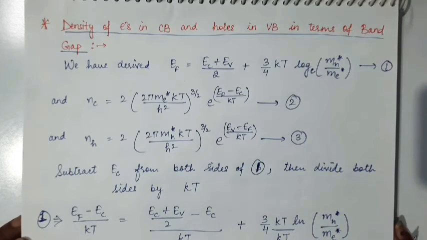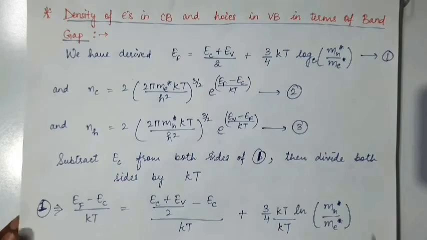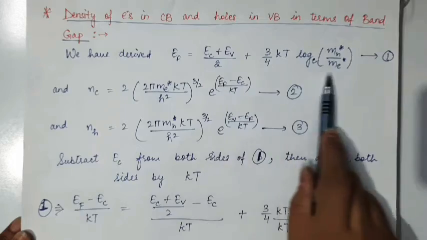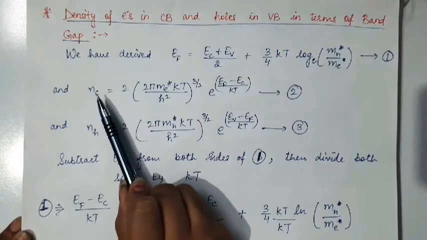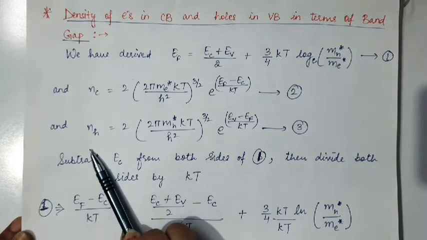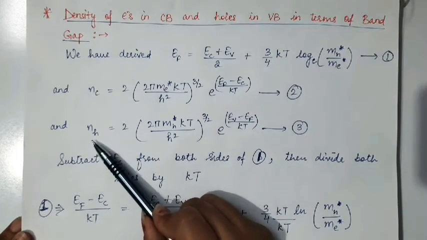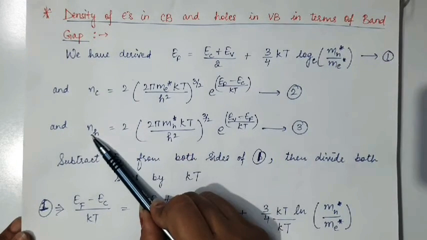So in the next article, we will derive the density of electrons, or you can say the concentration of electrons in the conduction band and holes in the valence band in terms of the band gap, that is Eg. Till now we have derived the expression for Fermi energy EF, that is given by this equation 1. We have derived the expressions for the concentration of electrons and holes, that is equation 2 and 3. Now we have to derive these two expressions in terms of Eg. So how will we convert these two expressions in terms of Eg?